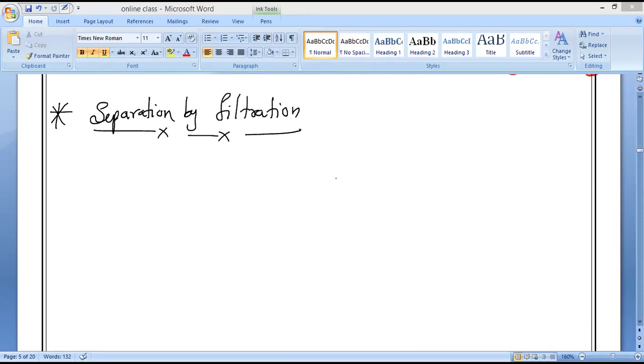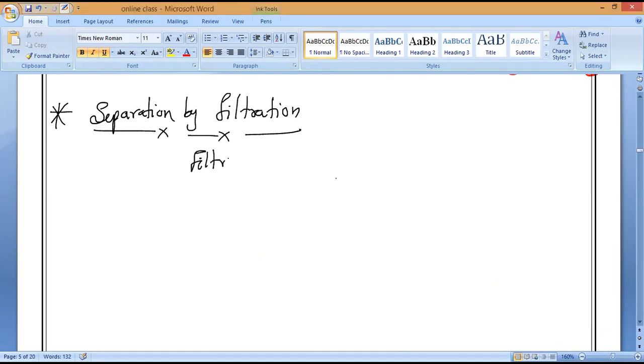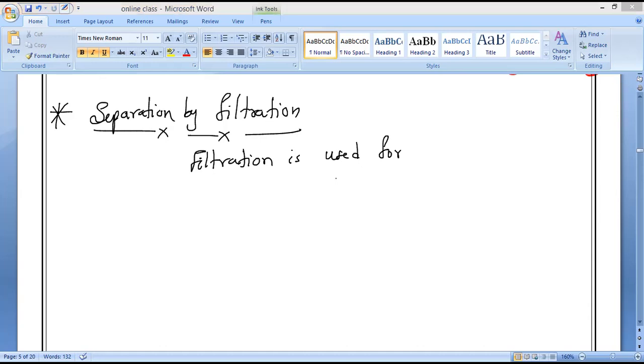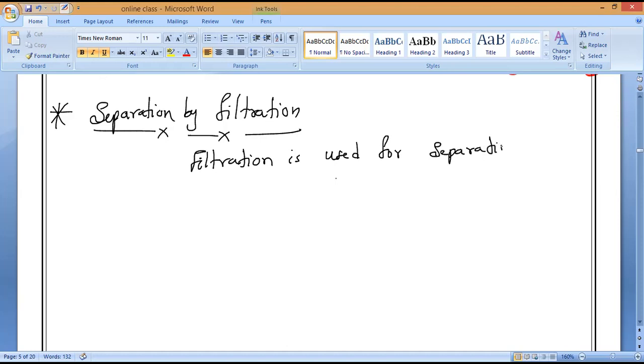Filtration is used for separating insoluble substances from a liquid. Separating soluble or insoluble? Insoluble solids from a liquid. Examples, can anybody give examples?